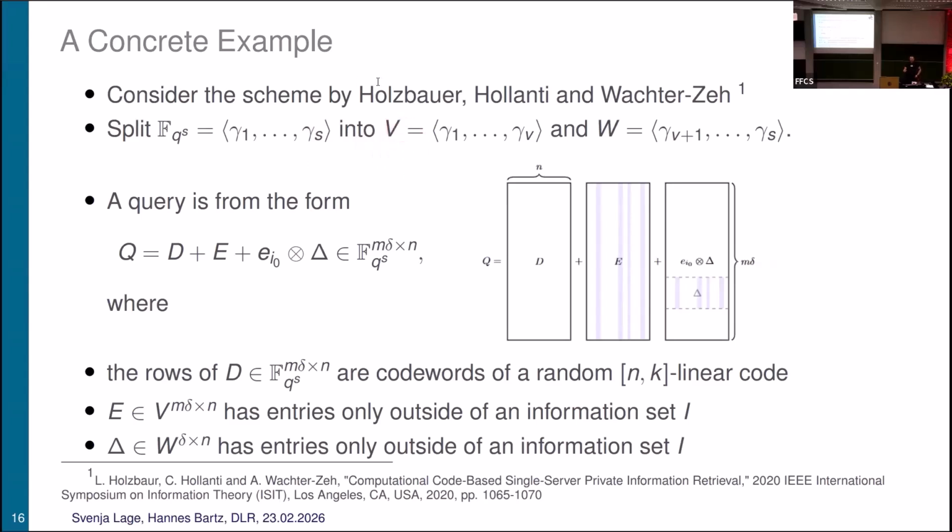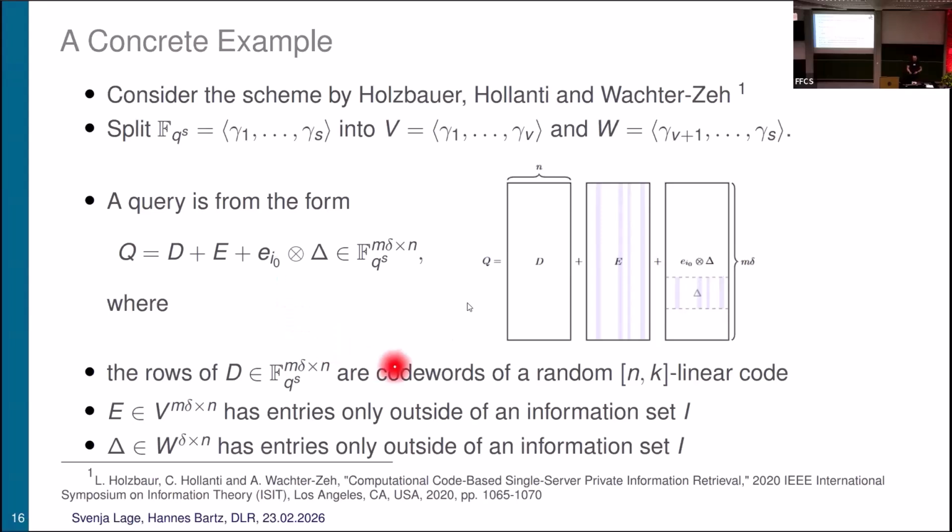And then we have another component. We have a matrix delta, which has full rank, by the way, and its entries are chosen from the subspace W. And it's a small matrix, and by taking this Kronecker product here, I basically shift this matrix to a certain part. Yeah. And as you can see, e_{i_0} is basically the unit vector with index i_0, so the file index that I want to have.